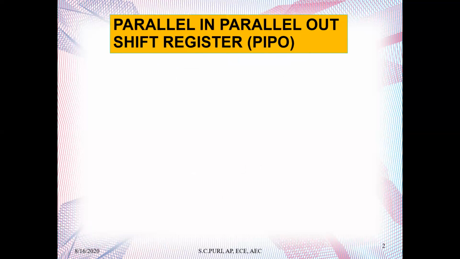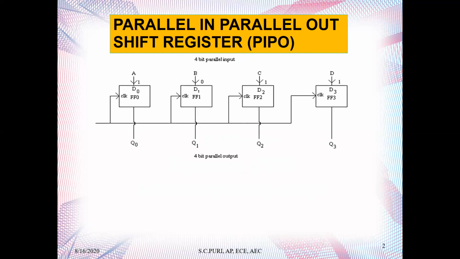Now let's start with the parallel in, parallel out shift register. That is the PIPO configuration. You can see here in the block diagram, it is the same D flip-flop, as discussed in the previous shift registers, driven by the same clock.